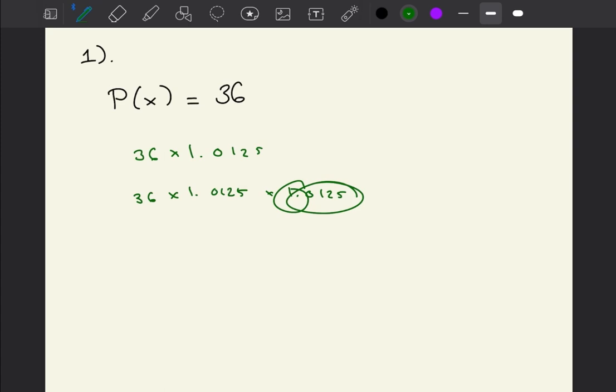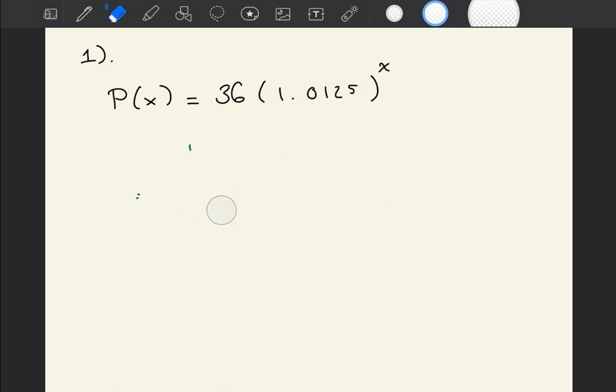And how we can express this in function terms is 36, your starting number, times 1.0125 to the power of x, right? This makes sense. So this is going to be our function that we're going to be using to answer the following questions. Our second question was, what is the population after 10 years? So in this case, 10 years is just when x equals 10.